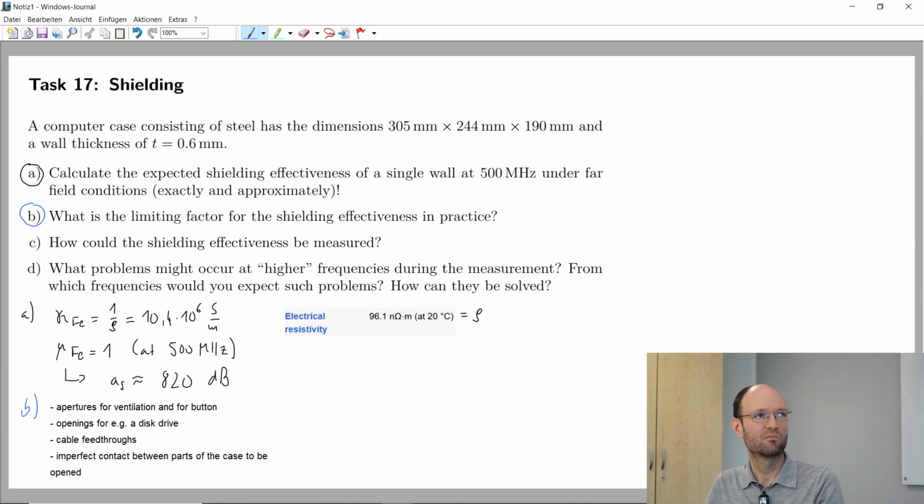Okay, then the next task is a quick discussion on how the shielding efficiency or effectiveness could be measured. So we have this computer case. In practice, we have built it, and so we would like to measure shielding efficiency. What would you suggest, or what would you propose to do this? So what would be a reasonable measurement setup?